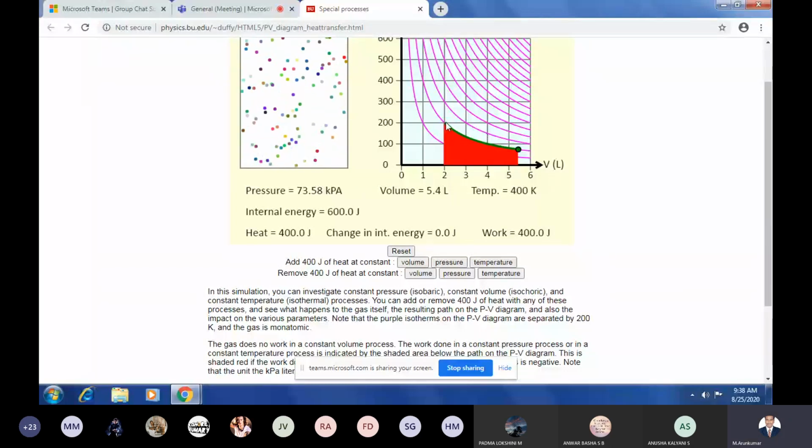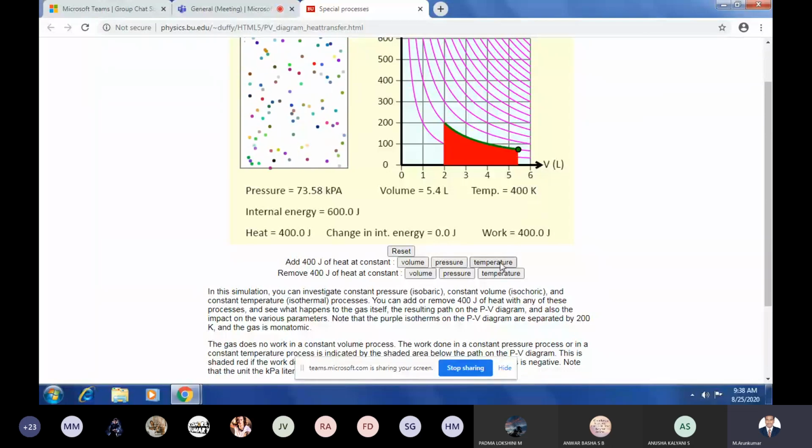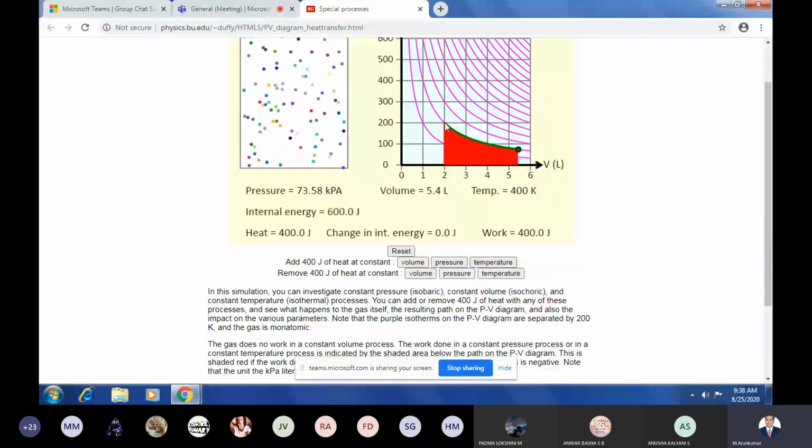Also we have T1, T2 will be the same because it is the same isotherm, there will be 400 Kelvin alone. So there is no change in temperature in an isothermal process. So these are the properties of a point function.